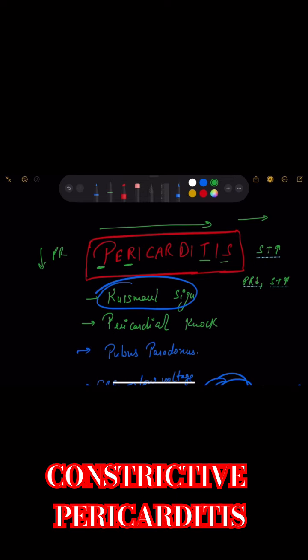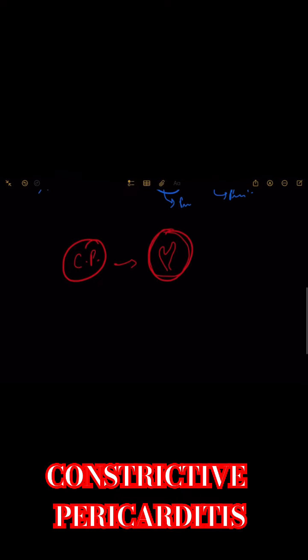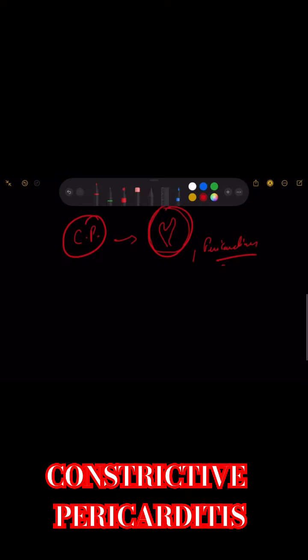Okay. So we are talking about constrictive pericarditis. Imagine this is the heart. There is a shell. The heart is bound by a thick shell, that is the pericardium. Sometimes this is calcified also. So what are the common causes? Common causes are uremia, radiotherapy, TB.